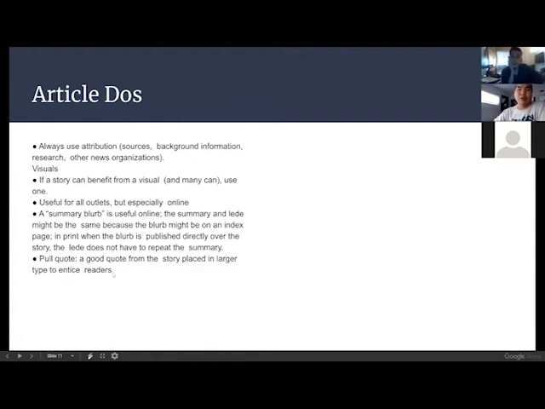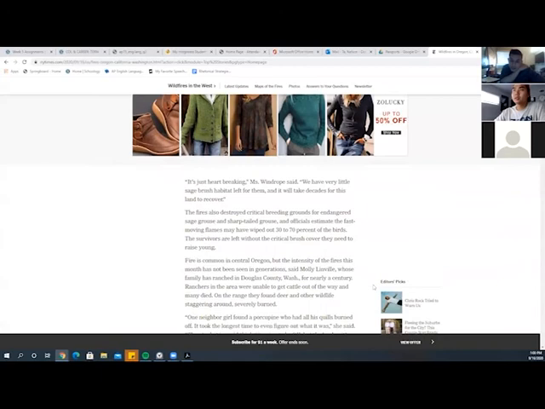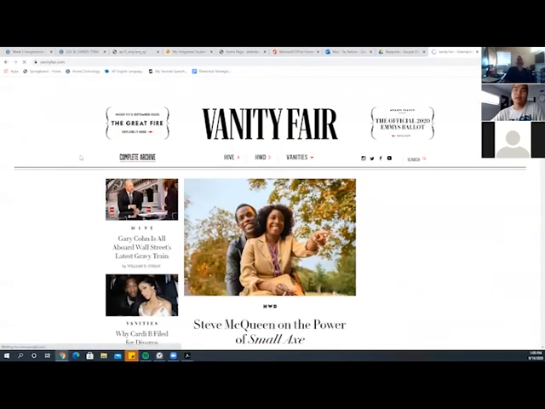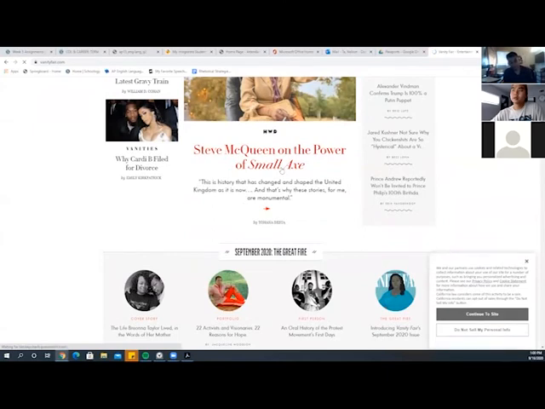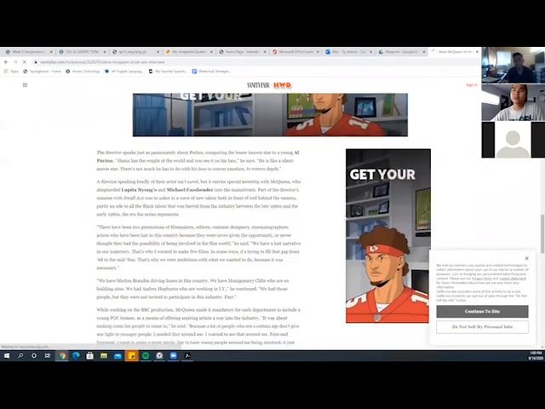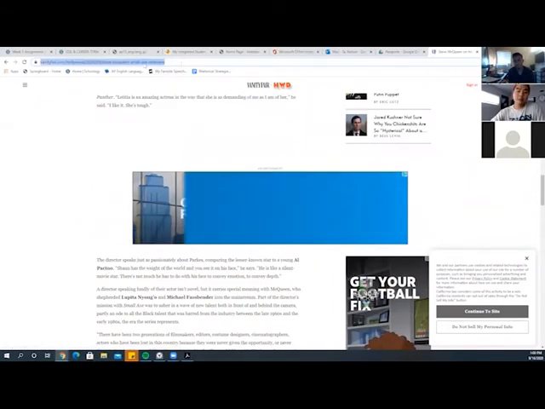All right, so pull quote. A quote from the story placed in a larger type to entice readers. So let me show you what a pull quote is. Let's go to maybe an article, Vanity Fair, which is a magazine. So we're looking. Oh, it's kind of hard to see from here.